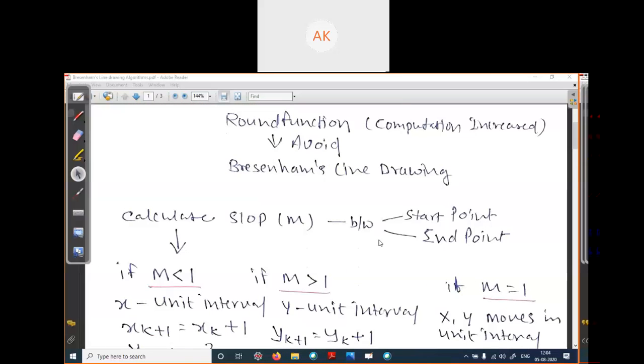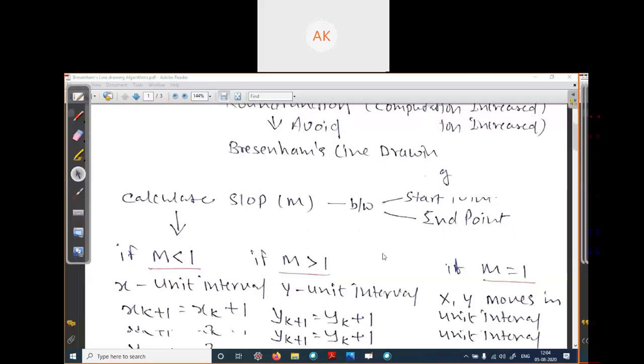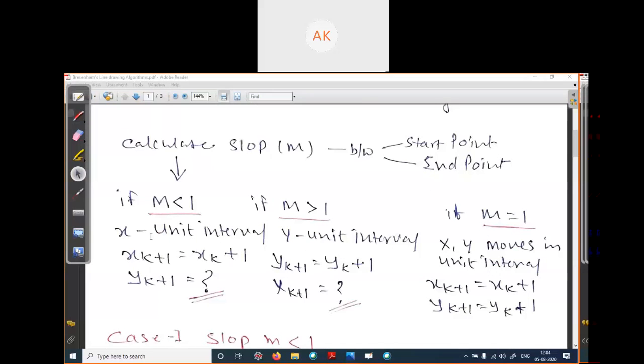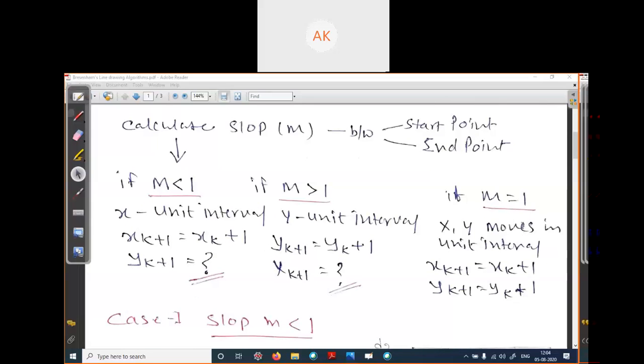In Bresenham's line drawing algorithm, we start by calculating the slope of the line from the starting point to the end point. Then if your slope m is less than 1, we move in the x axis with unit interval, and y we will calculate. If m is greater than 1, then we move in the y axis with unit interval, and the corresponding x we will calculate. If m is exactly equal to 1, then we will move in both the axes with unit interval, meaning xk plus 1 will be xk plus 1 and yk plus 1 will be yk plus 1.